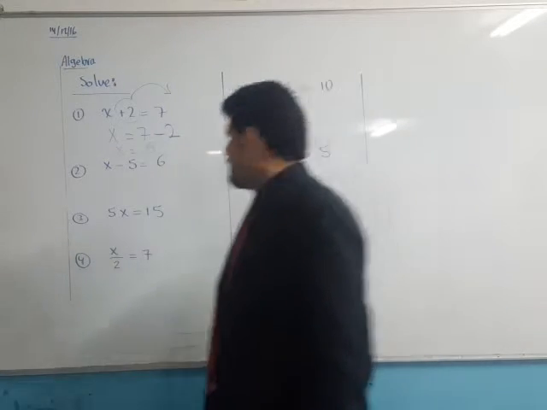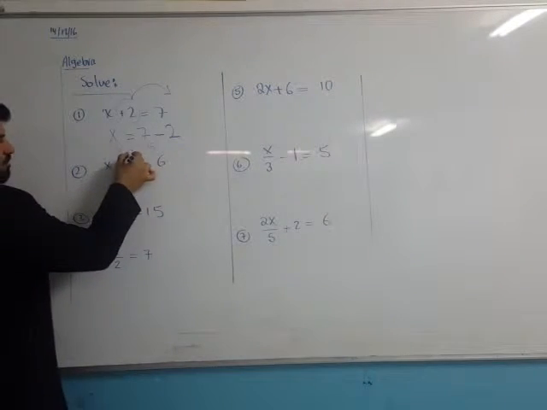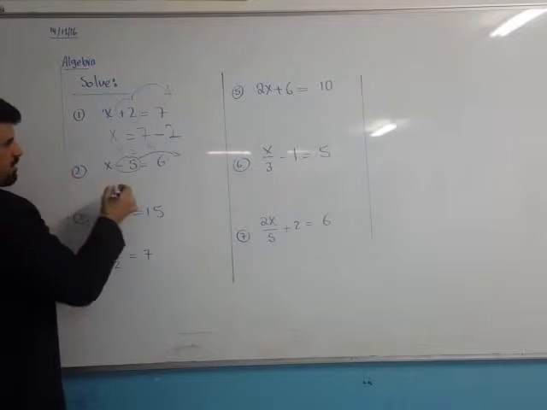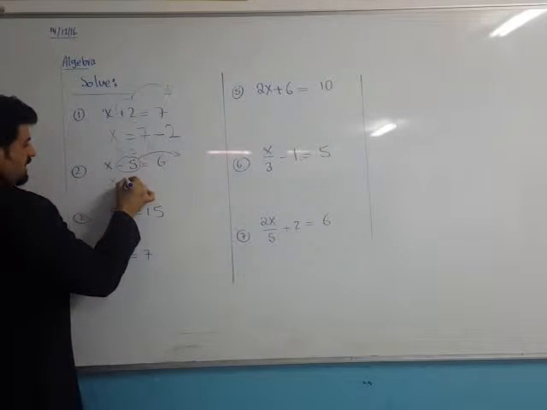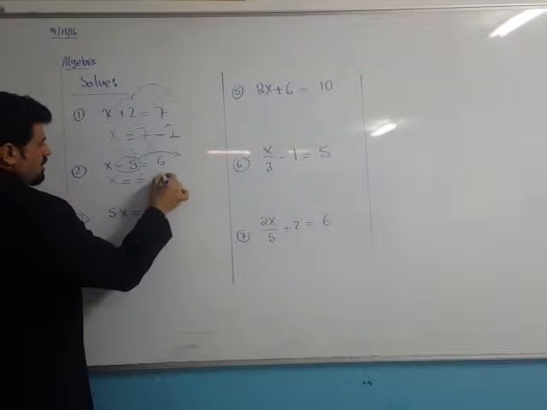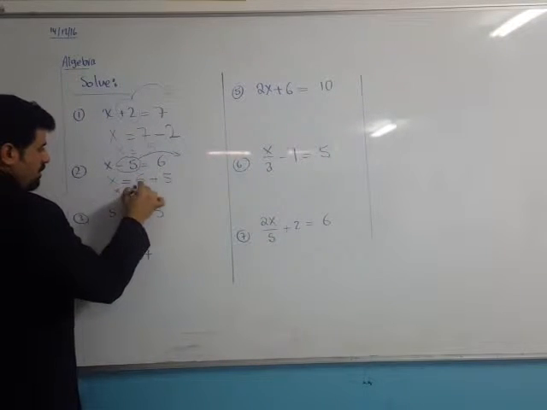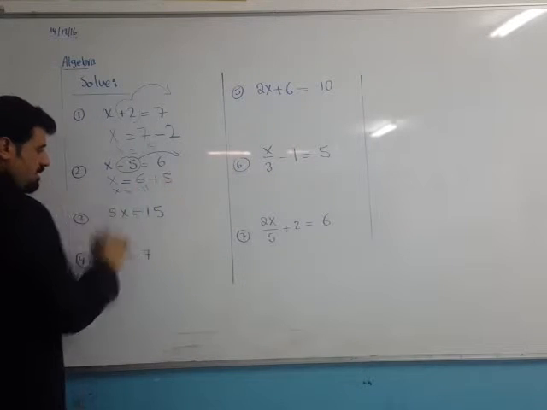Let's do the second one. Minus 5, I want to send it to the other side, it will be plus 5, right? So the x stays, 6 plus 5. It was minus 5, now it's plus 5. And now x will be 6 plus 5 is 11.